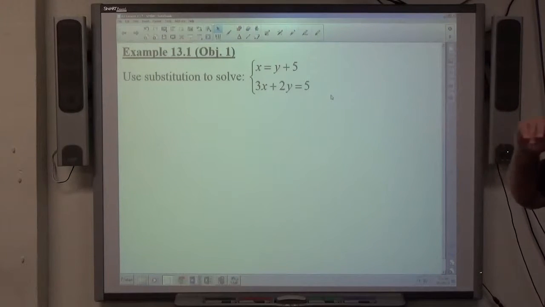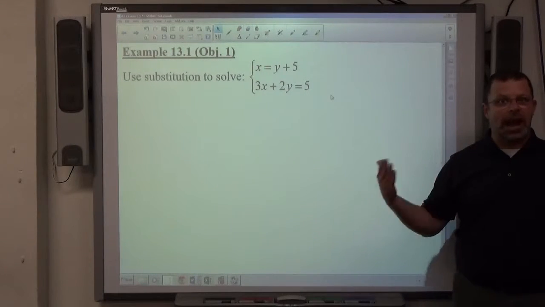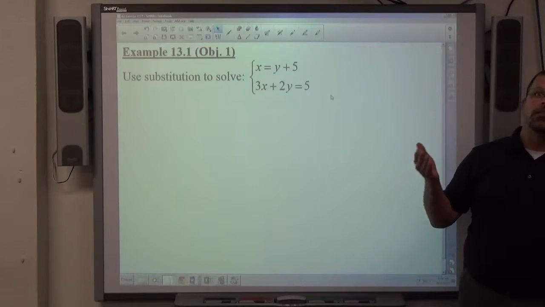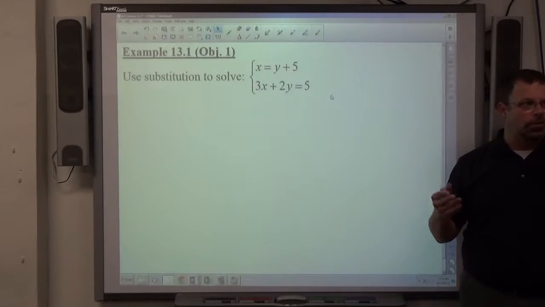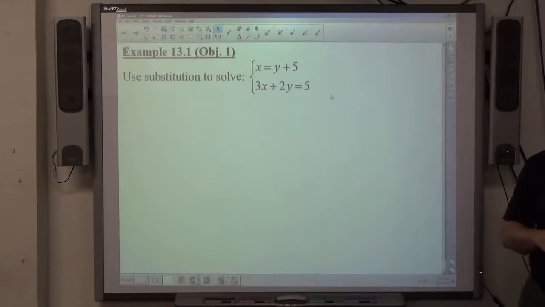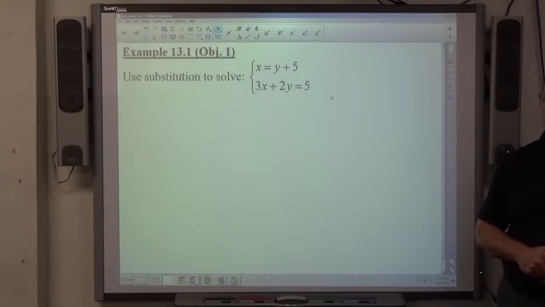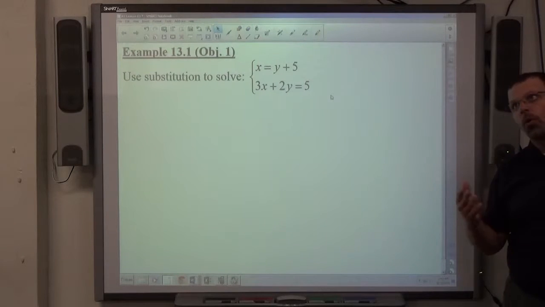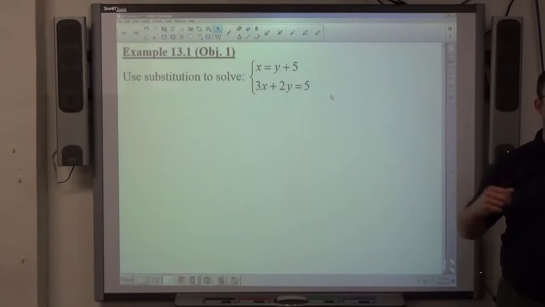Okay, example 1 and 2 both involve using substitution. We have both substitution and elimination, and you're welcome to use either one. I do want you to be good at both because sometimes substitution has to be used. Sometimes elimination is much easier to use, so being able to do both is important. There are certain problems where substitution has to be used, and other problems where elimination or substitution can be used, but elimination is much easier.